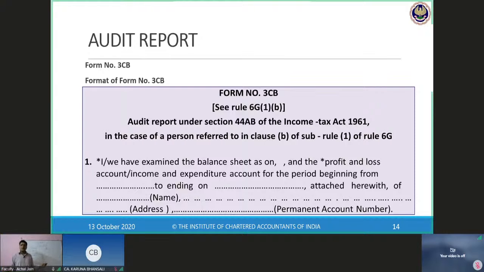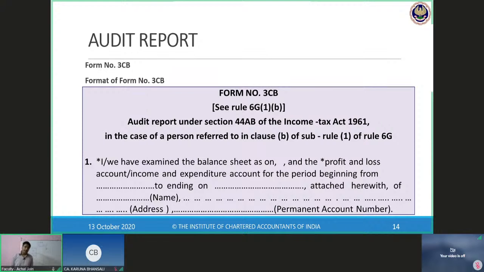In 3CA, it was very easy for the auditor to say financial statements are already audited and I have annexed those. But now auditor doesn't have the audited financial statements. So now this auditor who will be auditing the form number 3CD will also be required to audit the financial statements of the company. And that's why you can see this first para.